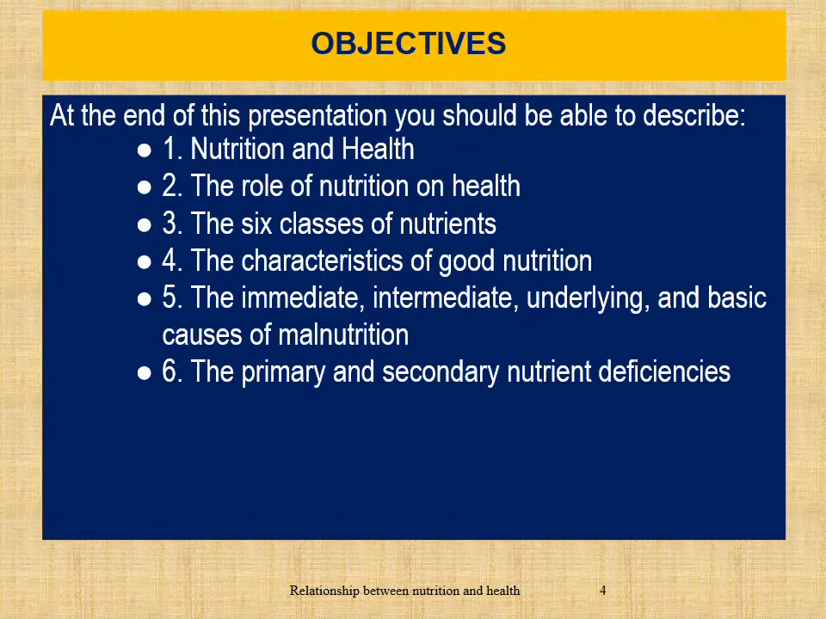At the end of this presentation, you should be able to describe nutrition and health, the role of nutrition on health, the six classes of nutrients, the characteristics of good nutrition, the immediate, intermediate, underlying, and basic causes of malnutrition, and the primary and secondary nutrient deficiencies.